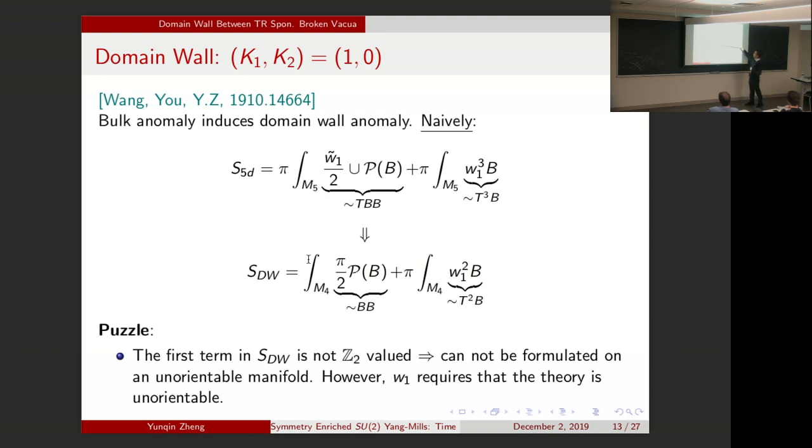Okay. Once we write down this naive expression of the domain wall anomaly, we immediately encounter a puzzle. The puzzle is that the first term is not a mod 2 quantity, it's a mod 4 quantity, which means that we cannot put this theory on an unorientable manifold. However, in the second term, there is a Stiefel-Whitney class, so we need to formulate this term on an orientable manifold. So it looks like there is a contradiction between them.